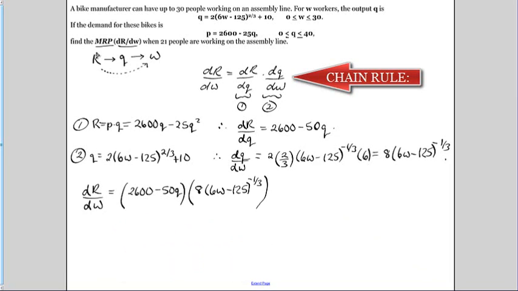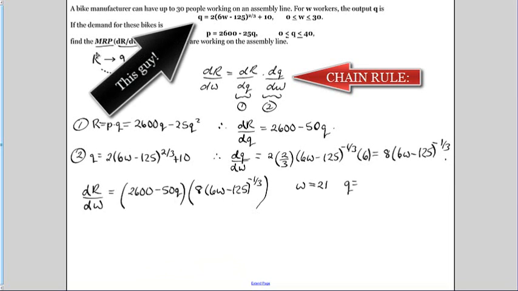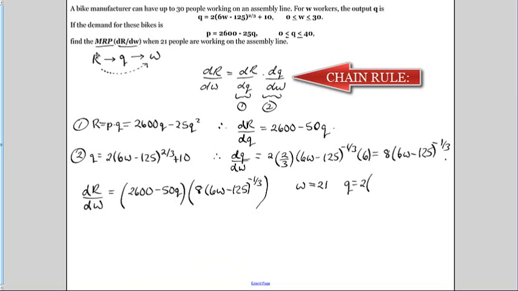In this formula, we need to put a value in for W and Q. We are actually given that W equals 21. So to find Q, I'll just substitute 21 into the formula above. So when we simplify this, we get Q equals 12.